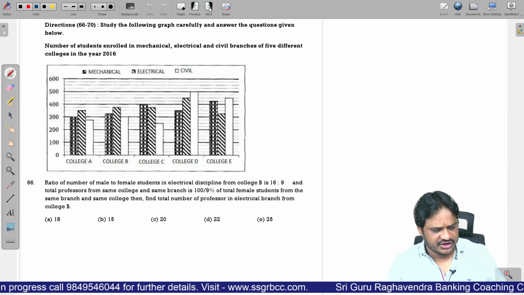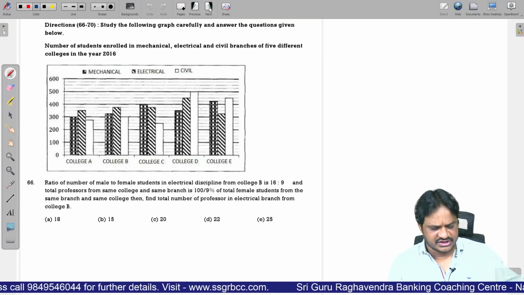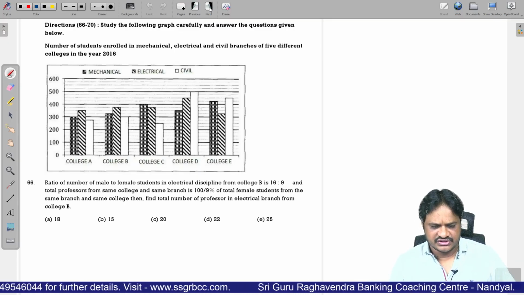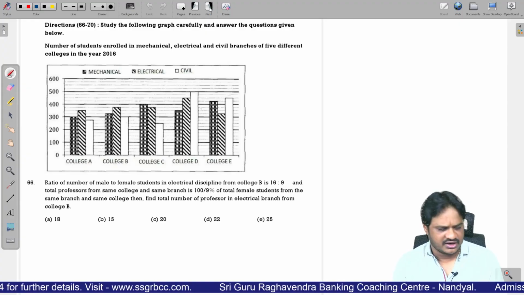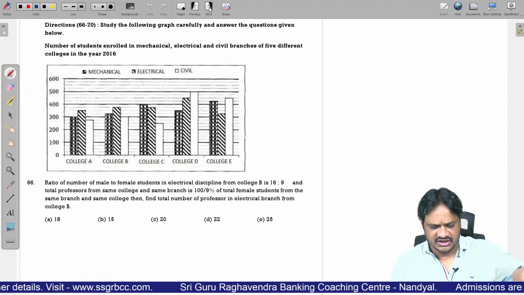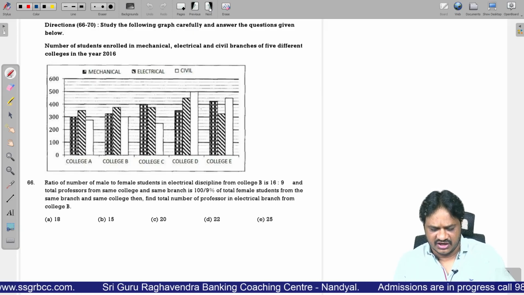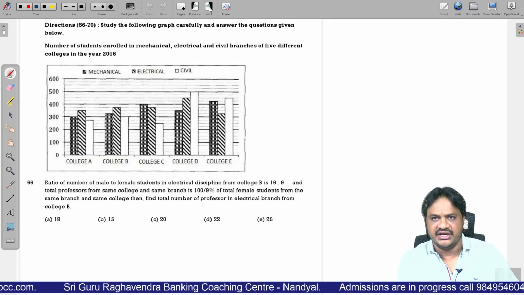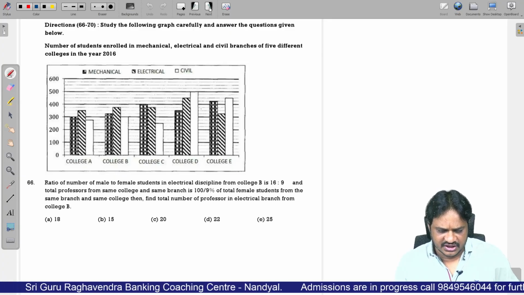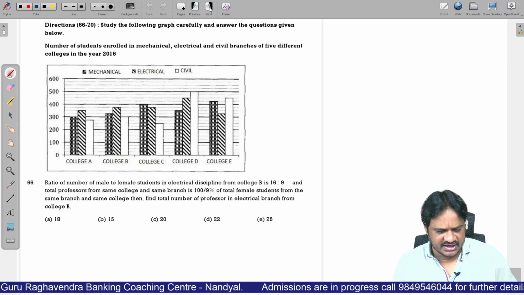Study the following graph carefully to answer the given questions. So here there is one bar graph. You have to answer the questions based on the bar graph. There are 5 colleges, college A, B, C, D and also E. There are 3 departments: mechanical, electrical and civil.